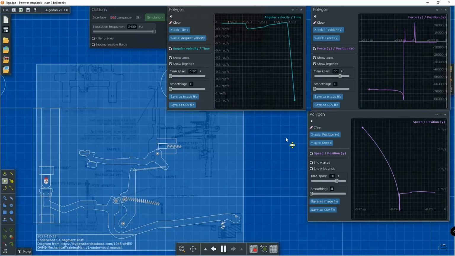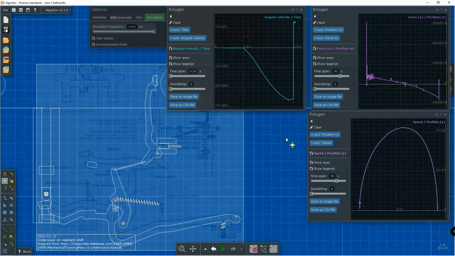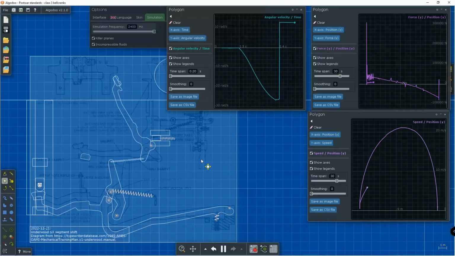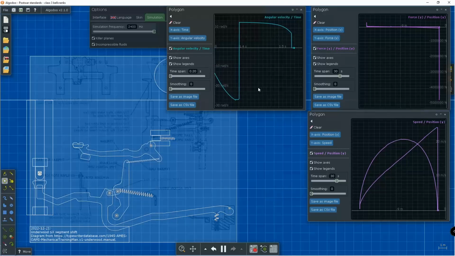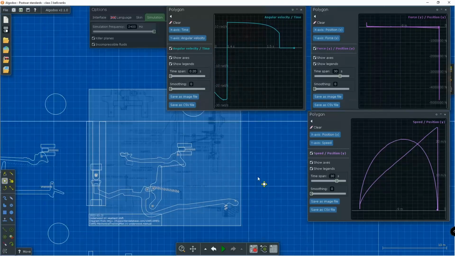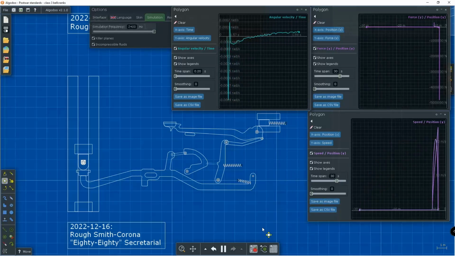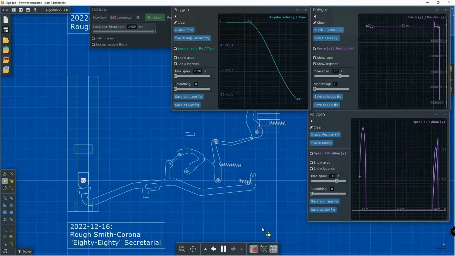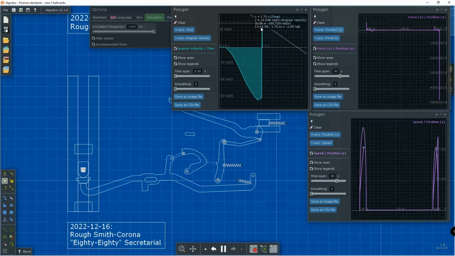Then we have the Underwood SX. Yeah, so interestingly, for this particular machine, we do have a bit of wavering. And yeah, generally decreasing a bit before landing. And then the Smith Corona 88 Secretarial. Also a bit of wavering. And yeah, pretty similar.